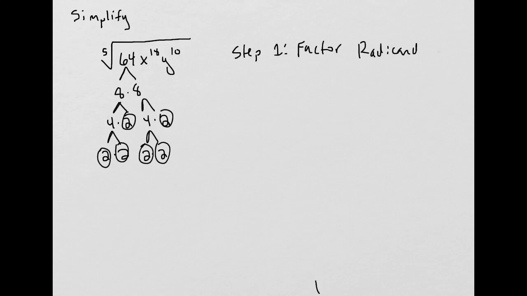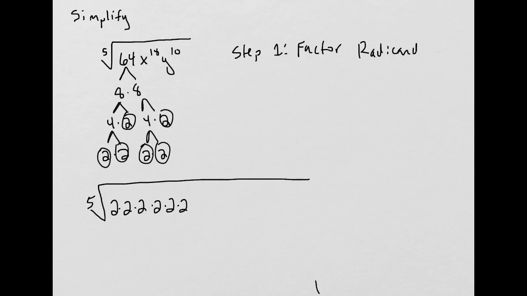So what I'm left with when it comes to 64 is that I've got the fifth root of 2 times 2 times 2 times 2 times 2 times 2. I've got 6 factors of 2.